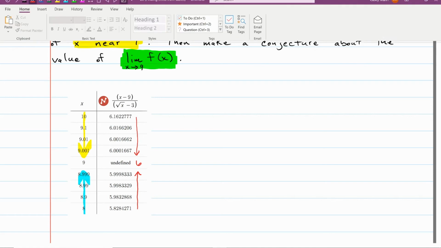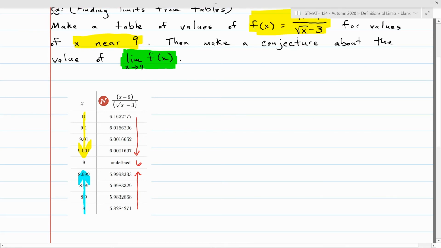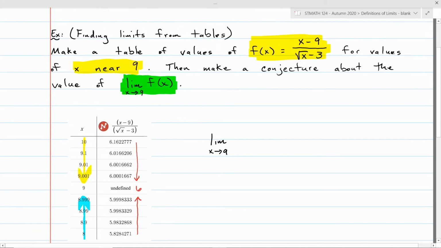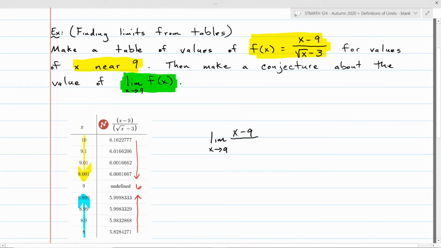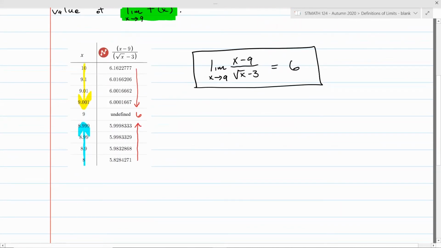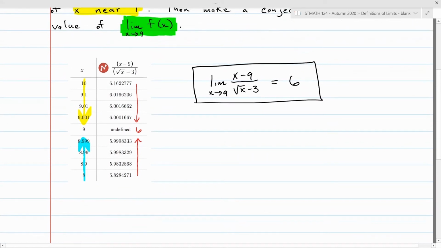So my conjecture, based on the table, is that the limit as x approaches 9 of x minus 9 over square root of x minus 3 is equal to 6. Now, is that a proof? Maybe there's something weird going on. If we had plugged different numbers into that table, we would have started getting different results.